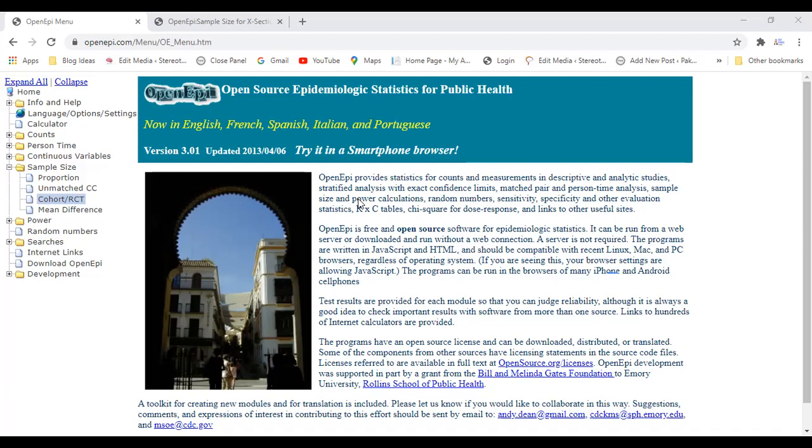If the ratio of unexposed to exposed in your sample is 1, for example, the number of people who were exposed to viral hepatitis and got liver cirrhosis is equal to the number of those who were not exposed to viral hepatitis but have got liver cirrhosis somehow. Their ratio is 1, and all you have to do is input one of the values here. If you keep the odds ratio at 1, this is how the rest will fill up, and you can calculate the sample size.